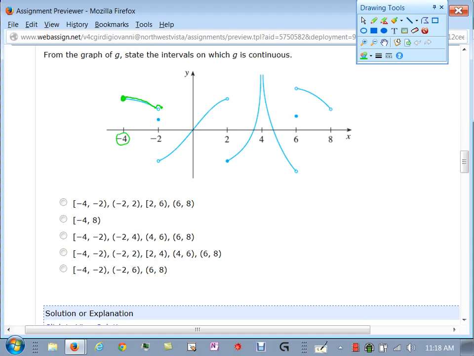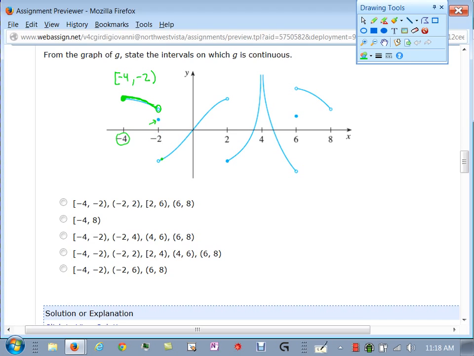When I get here, I have a jump, right? So because I have a jump, I'm discontinuous here. Now, even though my function is defined here, it has a dot here. On this interval, I would have to be approaching a value. In other words, I would have to be going to a solid dot here for it to be continuous at -2 from the left. So from -4, including -4, that's why I put a bracket, to -2, parentheses, not including -2, I am continuous.